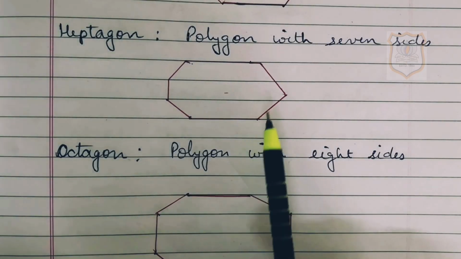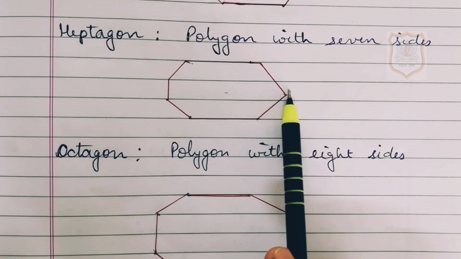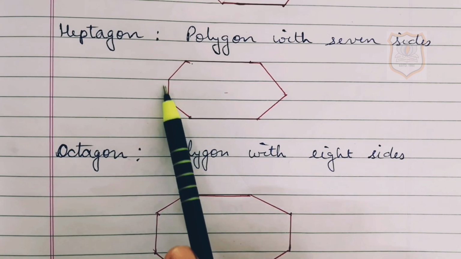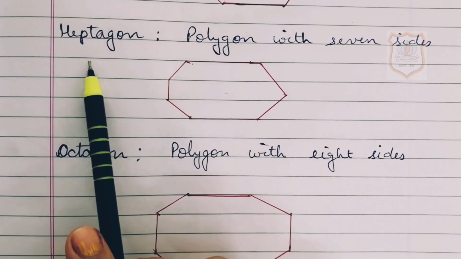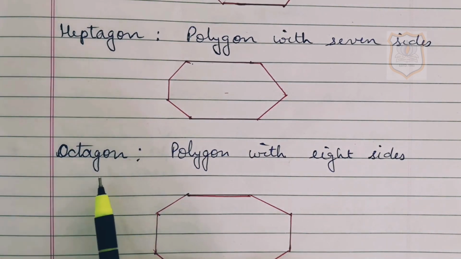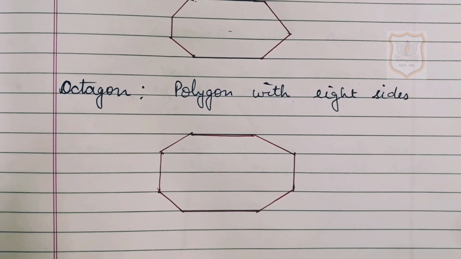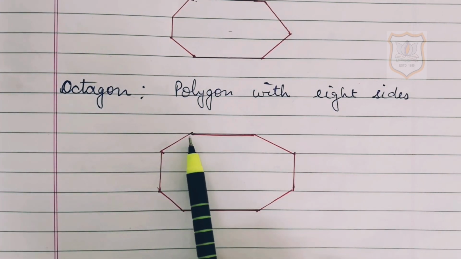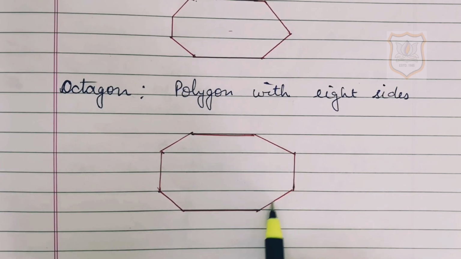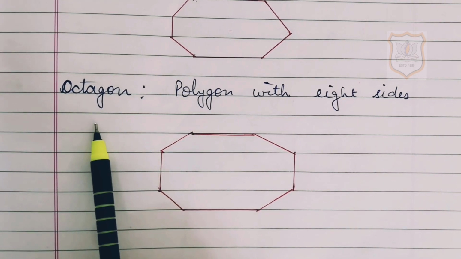Next is heptagon. A polygon with 7 sides. 1, 2, 3, 4, 5, 6 and 7. This figure has 7 sides, so it is called a heptagon. Last one is octagon. A polygon with 8 sides. Here in this figure you can see that it's a closed figure, so it is a polygon and it has 1, 2, 3, 4, 5, 6, 7 and 8 sides. So it's called an octagon.